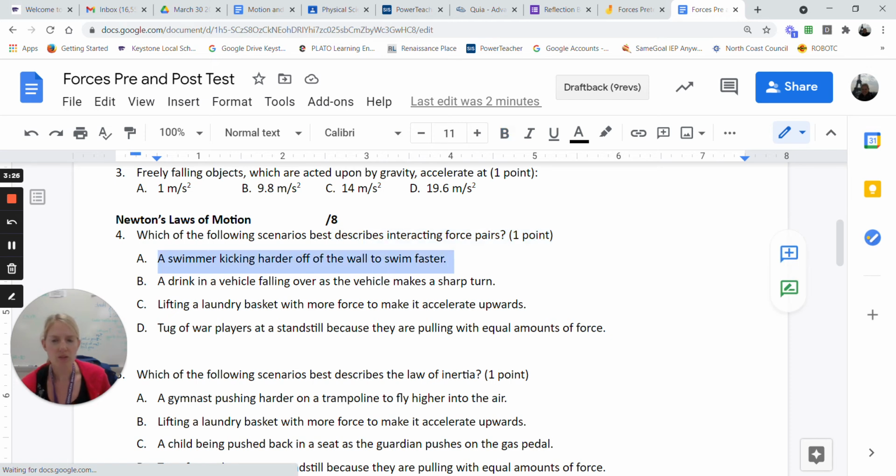So kicking off of a wall, right? The swimmer kicks on the wall. The harder they push on the wall, the harder the wall pushes back on the swimmer so that they can kick off faster when they make the turn. Okay, so option A for number 4, that's worth 1 point.